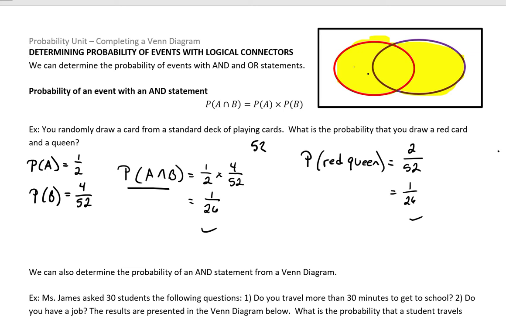Now, this works really nicely when we're talking about theoretical probability. But if we're talking about something that actually happened, like flipping coins, we aren't going to get half and half all the time, right? So when we're dealing with actual data, then we're going to have to take a look at a Venn diagram, okay? Because doing this multiplication doesn't work. So let me show you what that looks like down here.